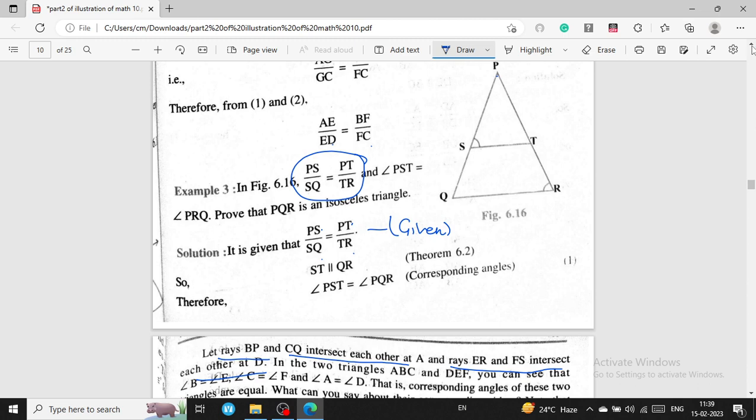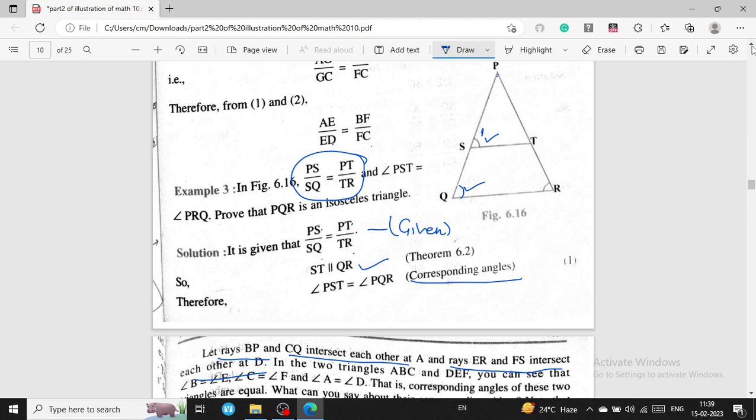According to the converse of BPT, if a line divides any two sides of a triangle in the same ratio, then the line is parallel to the third side. So that's why ST is parallel to QR. Angle PST is equal to angle PQR. This angle is equal to this angle, that is, corresponding angles.